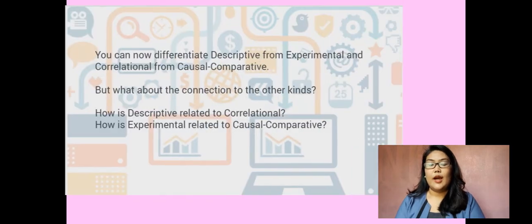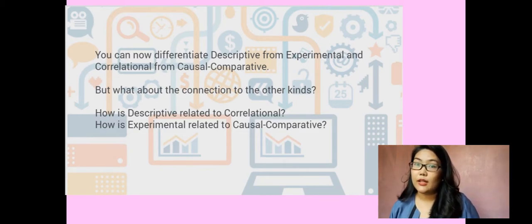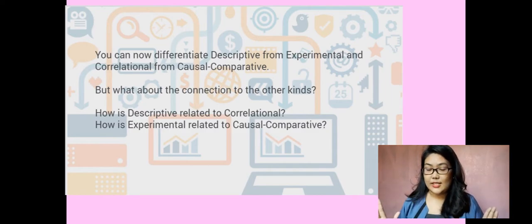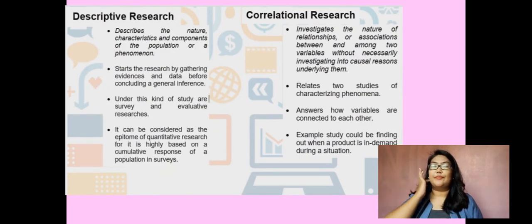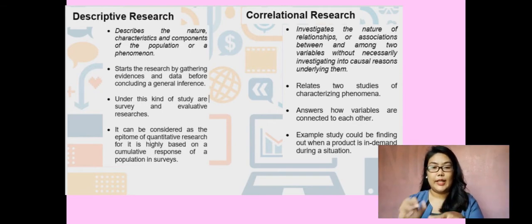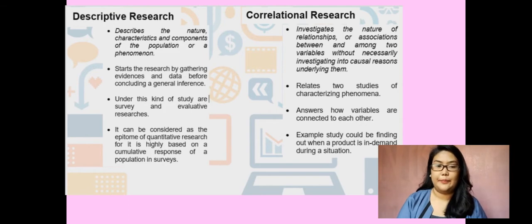Alright. So, you can now differentiate descriptive from experimental, correlational from causal. Again, because they are opposites, we can easily distinguish them. But what about the connection to the other kinds? Well, a while ago, I already gave you a glimpse, a hint about those. Let's find out. Alright. Descriptive and correlational. Now, I have here combined. Pinagsama-sama na natin yung mga statements under descriptive and under correlational. Let's find out kung ano yung similar.